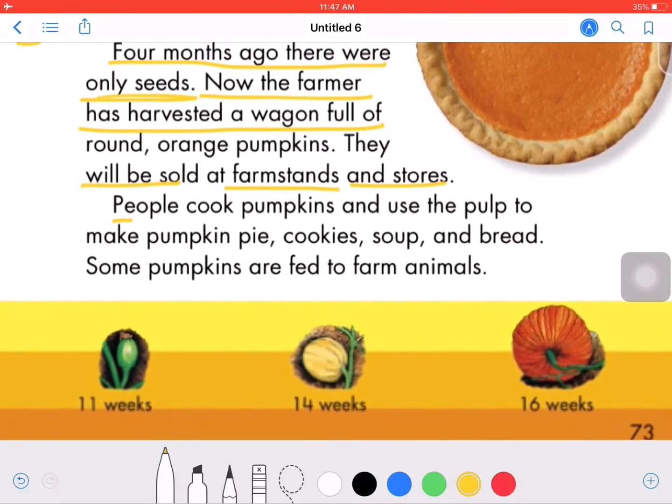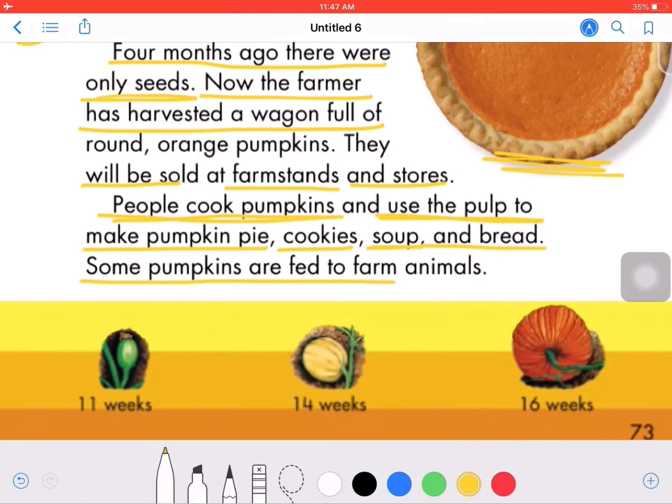Here, people cook pumpkins. How do people use pumpkins? They cook them and use the pulp. Why? To make pumpkin pie. As you see, this is the pie. Cookies, soup that we drink, and bread. Some pumpkins are fed to farm animals, okay?